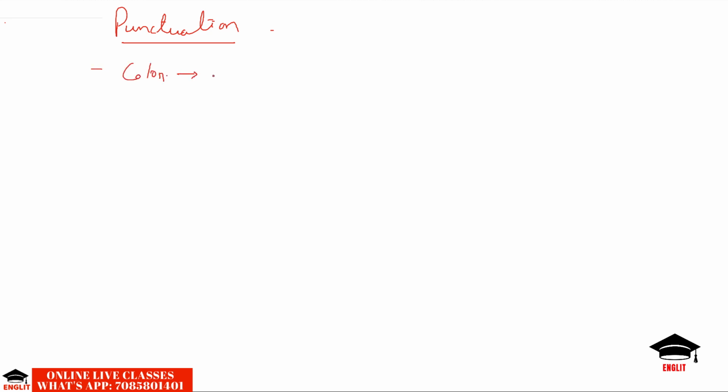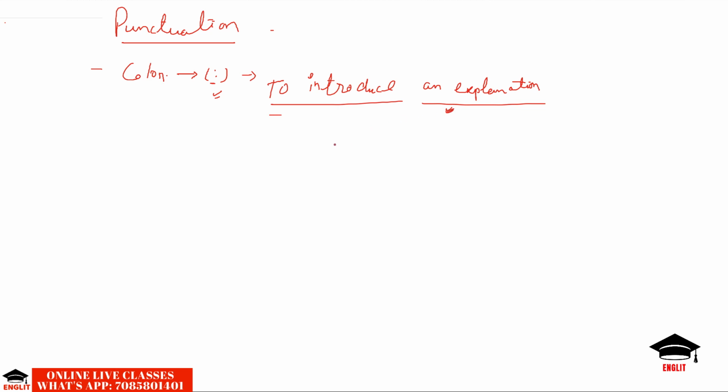The colon, as we know, can be identified by this mark. When we use two dots vertically, it is called a colon. The simplest use is to introduce an explanation or further details. When we want to give a certain kind of explanation, we can use this punctuation mark, the colon. Not only the explanation part, but we can also introduce further details. Sometimes we have to give additional details about something, so we can use this mark as well.